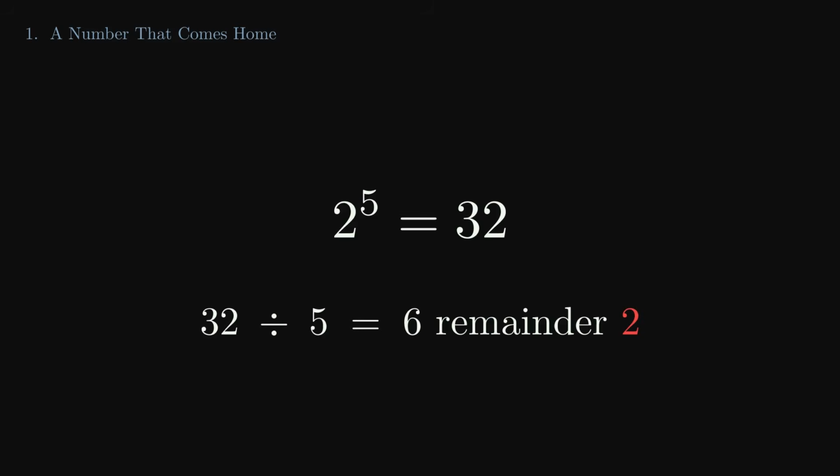Take the number 2 and multiply it by itself 5 times. You get 32. Now divide that by 5 and keep only the remainder, 2. You started at 2, you raised it to the 5th power, and the remainder brought you right back to 2. That is not a coincidence of small numbers.